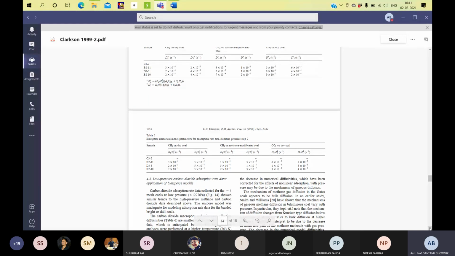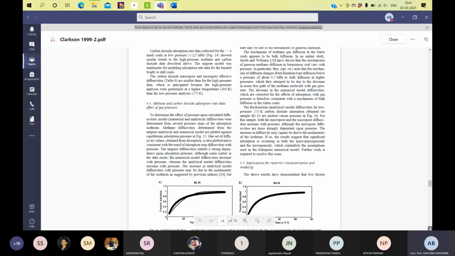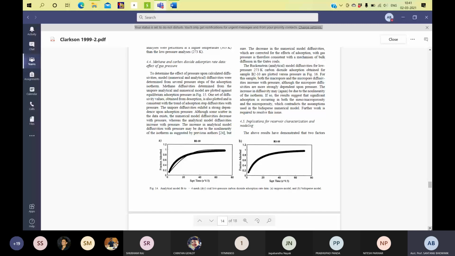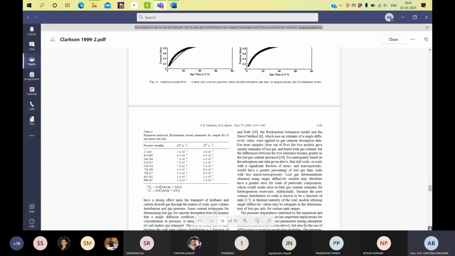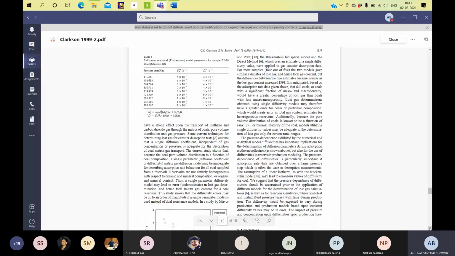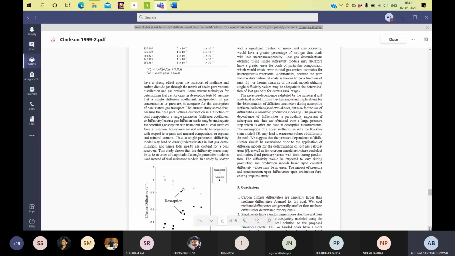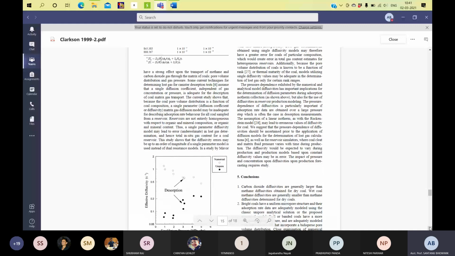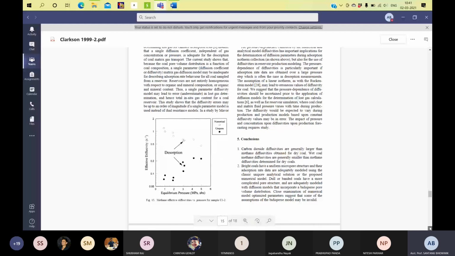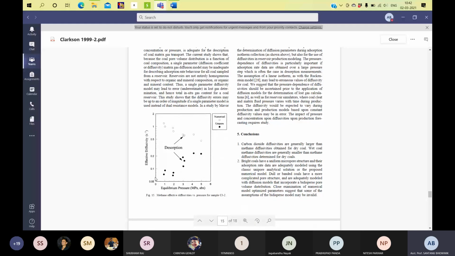Okay. Now, if you read this, you can find the comparison between the unipore and the bidisperse pore model. But other than this, whatever you have learned, you can see it in the conclusions also: how much the diffusion is going to vary for these two cases, how it varies with pressure, and how much the ratio of the diffusivity for methane and carbon dioxide they have discussed here.